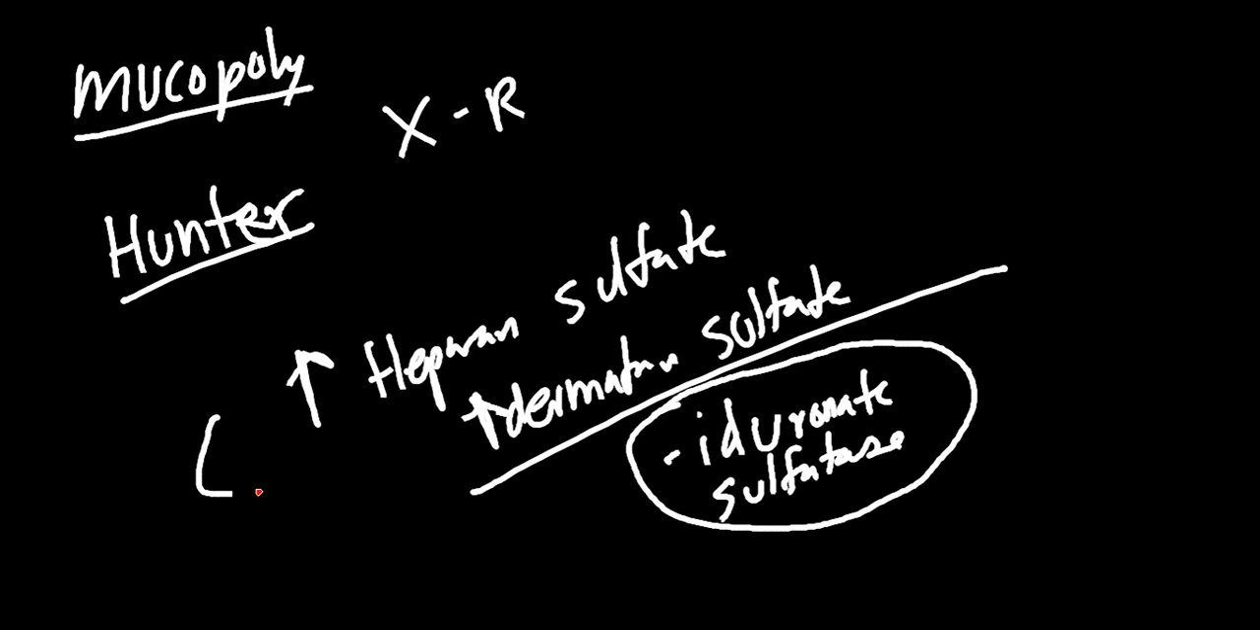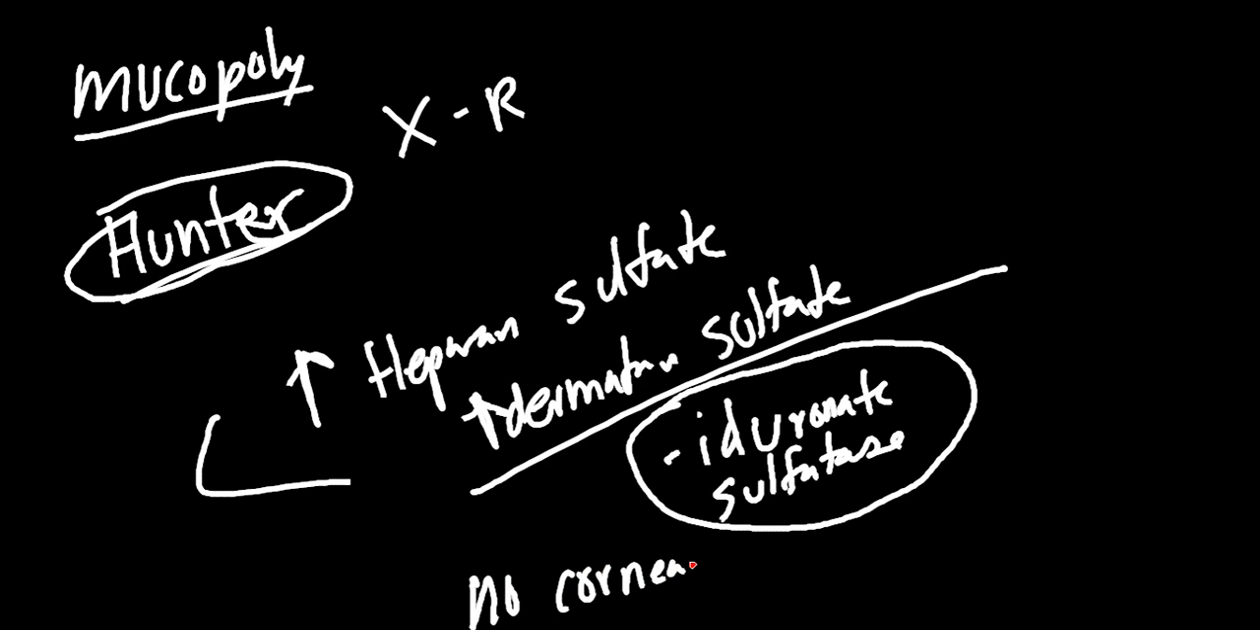We're going to have an increase in these products, which we also see in our other mucopolysaccharidoses disorder. Really there's not much else to say about Hunter's disease. It's more of a mild disorder. However, we're going to have no corneal clouding. This is how you distinguish between this one. So no corneal clouding.